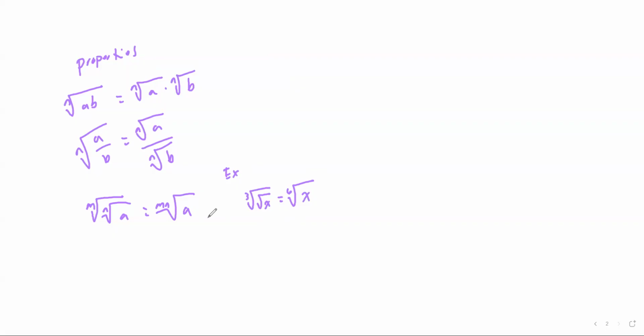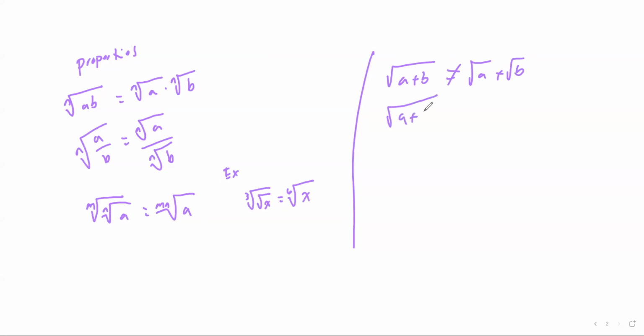Notice that's multiplication and division. We do not have rules that apply to addition. So there's a caution in your book. This is not a true statement, right? And you can check it, right? 9 plus 16. 9 plus 16 is 25. The square root of 25 is 5. Square root of 9 is 3. So like, for instance, 9 plus 16.